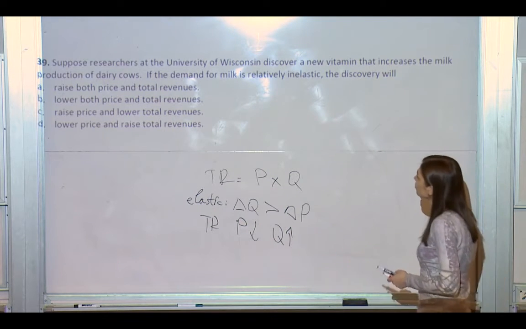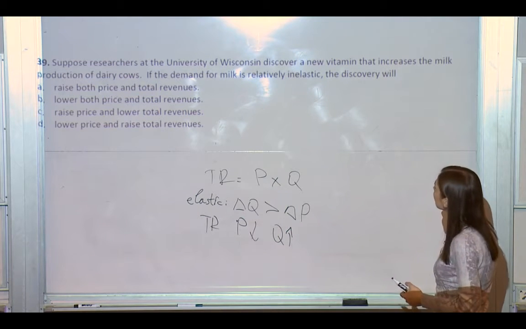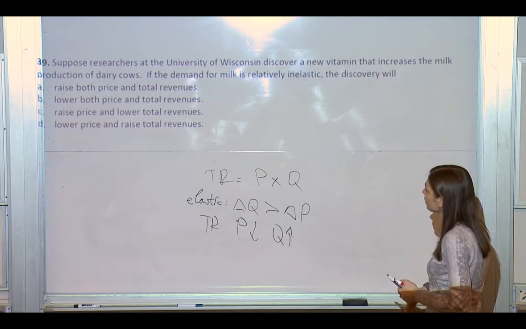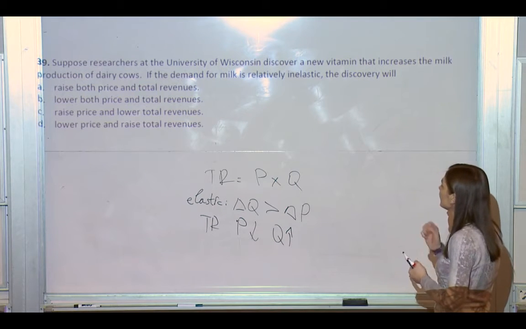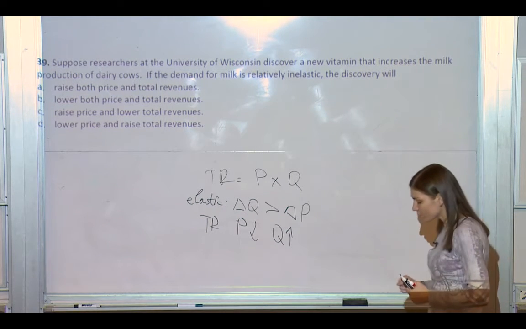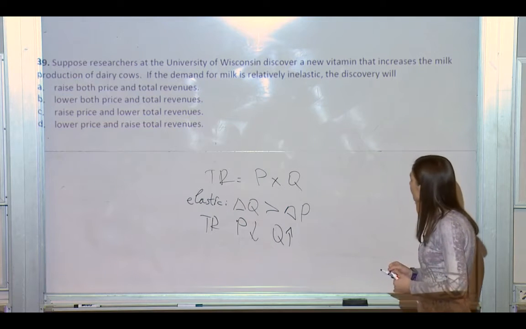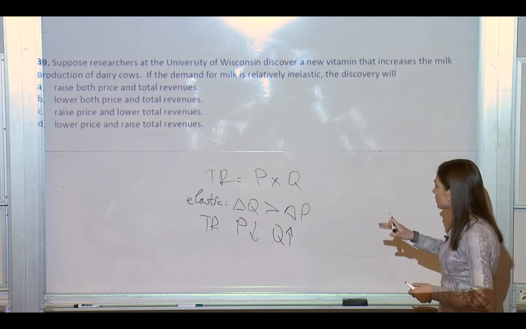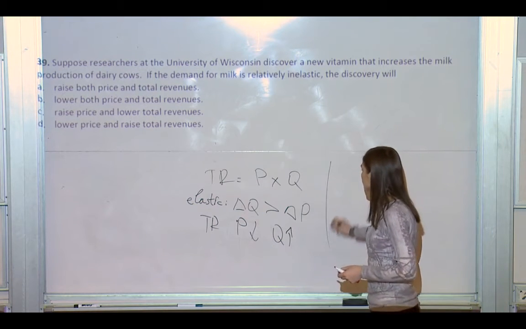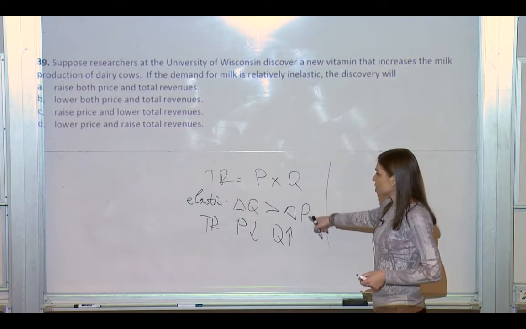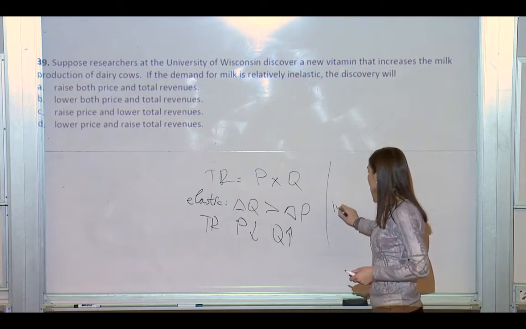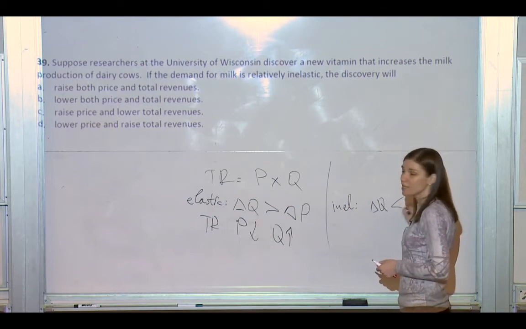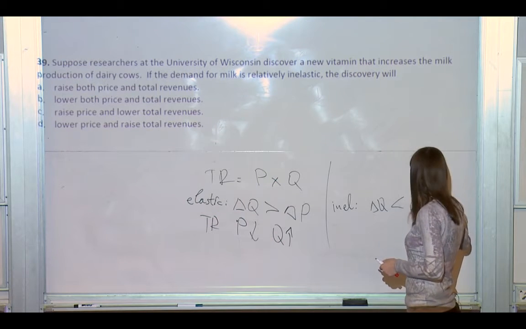All right, so suppose researchers discover a new vitamin that increases the milk production of cows. If the demand is relatively inelastic, then the discovery will do what? It's inelastic and the price is higher than the quantity. Right, so let's do this again. Total revenue we know is this. Now we have inelastic demand though, right? And then the change in quantity would be less than the change in price now.